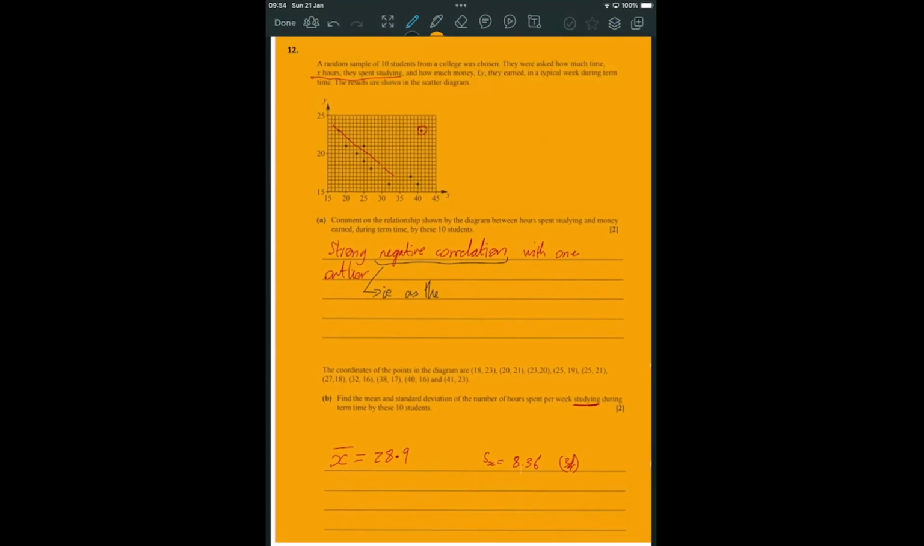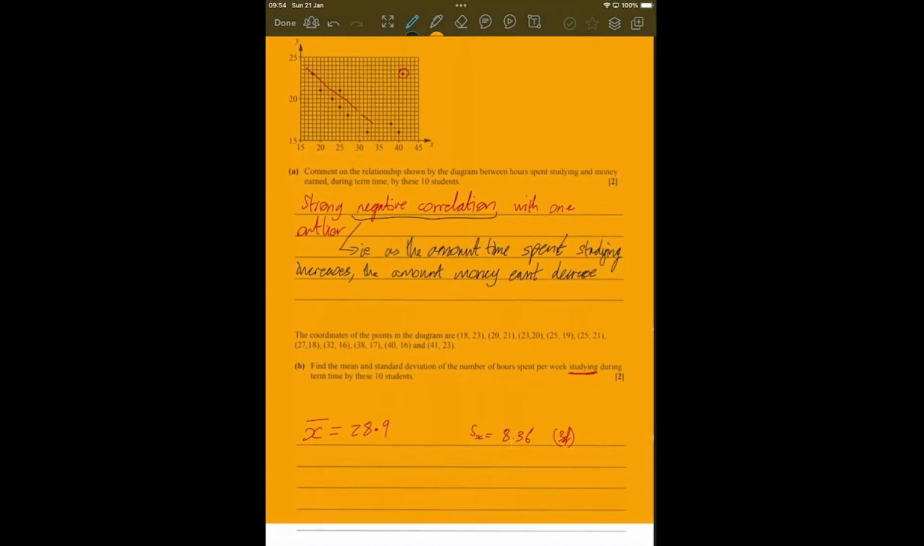As, and I need to remind myself of the context, as the amount of time spent studying, because that's the X, as the amount of time spent studying increases, and what was Y, the amount of money earned, decreases. So let's actually just put it in context for that section.